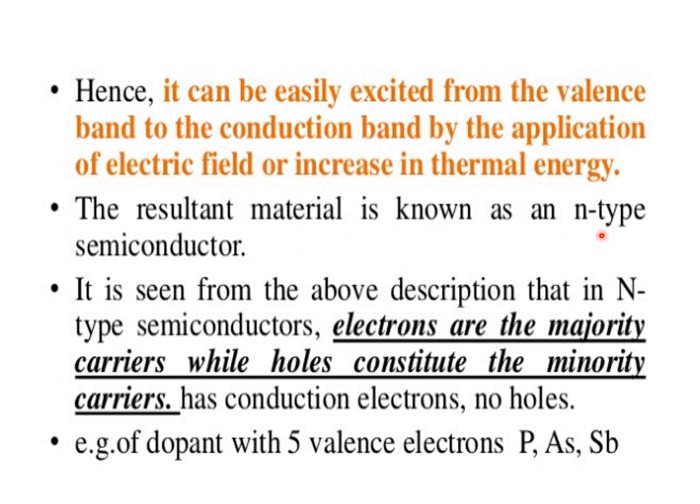The resultant is known as N-type. That means the excess elements are electrons. So from the above description, in N-type semiconductors electrons are the majority charge carriers. Dopant examples are phosphorus, arsenic.